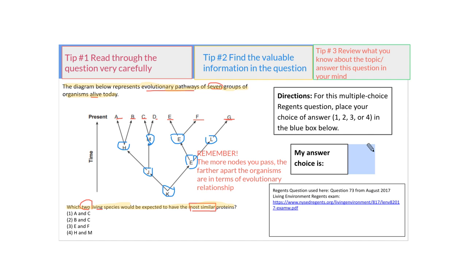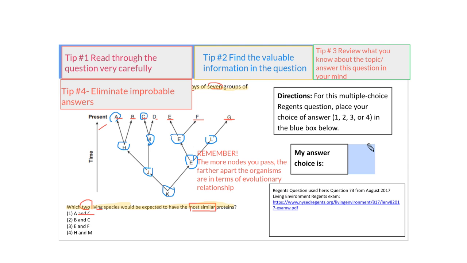So I am going to use now tip number 4: try to eliminate the answers that cannot be right. So they're telling me A and C. A is here and C is over there. So, okay, they're a little bit far. Let's go with B and C. So B and C are as far as A from C in the answer before. So I don't think this is the right answer.